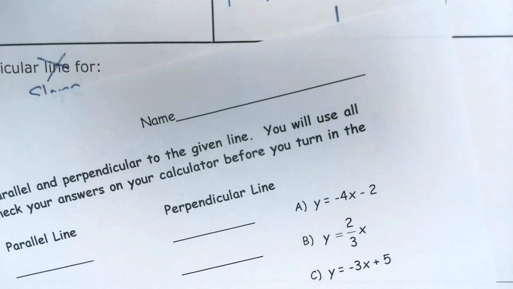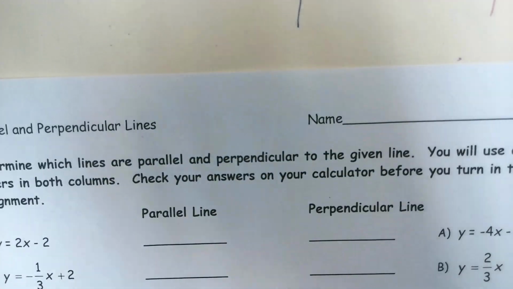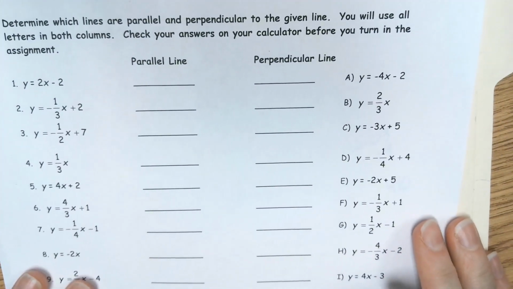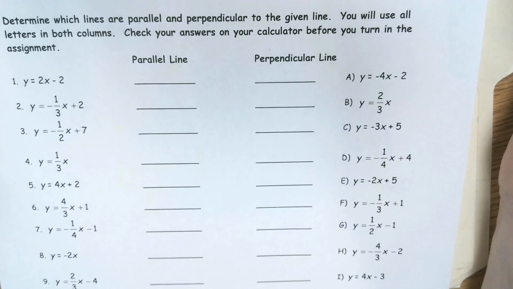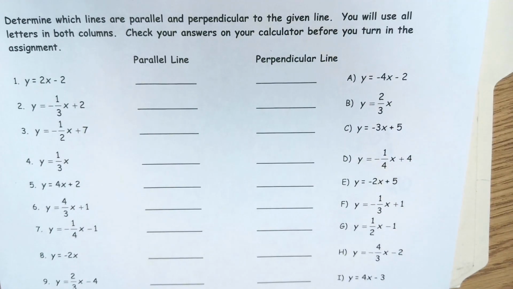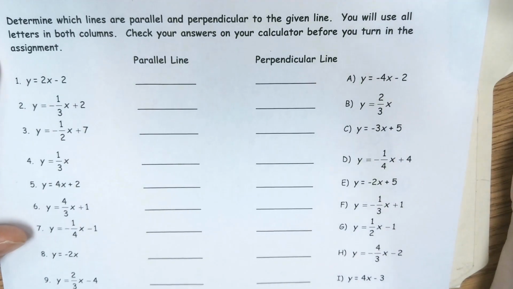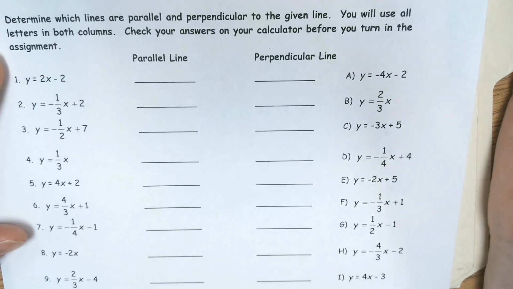All right, let's look at your assignment so we can read our instructions together and do one of them. It says determine which lines are parallel and perpendicular to the given line. You will use all the letters in both columns. Check your answers on your calculator before you turn in the assignment.